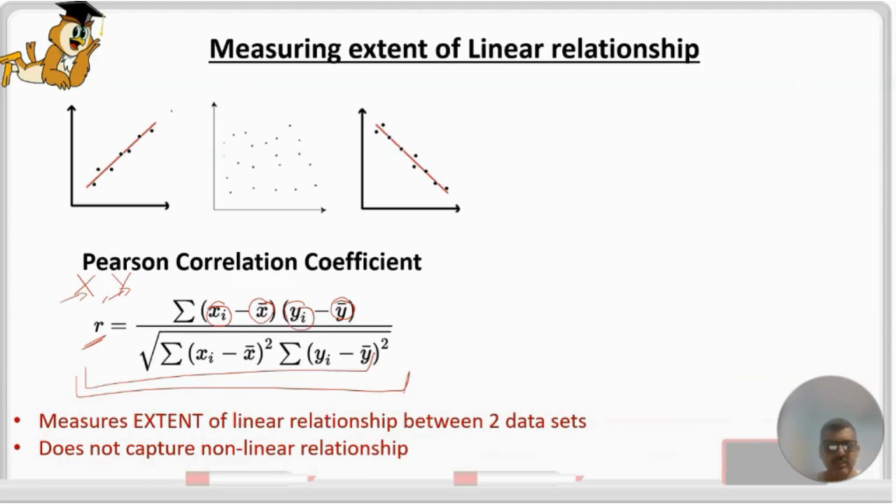Like I said, it measures the extent of linear relationship between two data sets. However, it does not capture non-linear relationships or non-linear correlations. So if yi was xi square, you would not get a high Pearson correlation coefficient. The Pearson correlation coefficient should actually be called the Pearson linear correlation coefficient, because it measures the linear correlation. This is implicit.